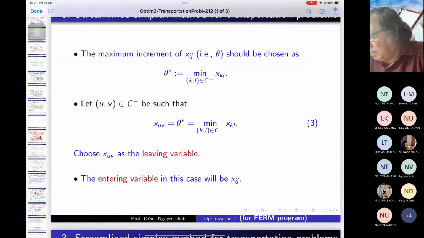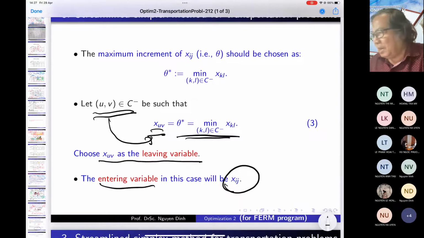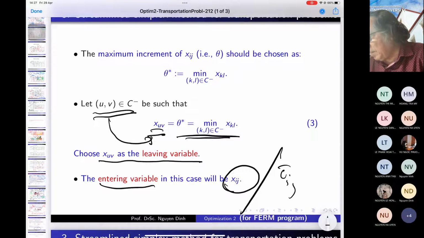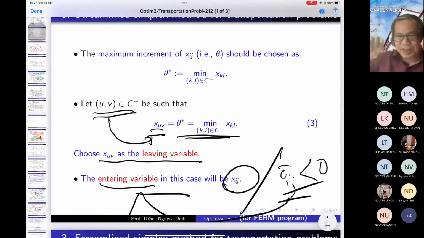And the minimum of this is equal to x_uv, so let uv be this. So x_uv is the leaving variable, and the entering variable will be x_ij that we put there. x_ij with c bar ij negative like this is an entering variable. And in this cell, how many units of product do we put there? It is theta star, because we put it in, and then it creates a cycle.